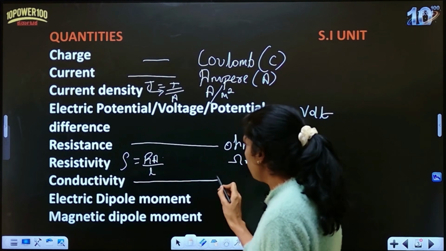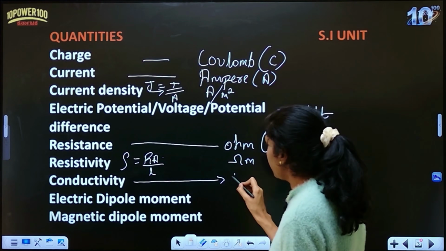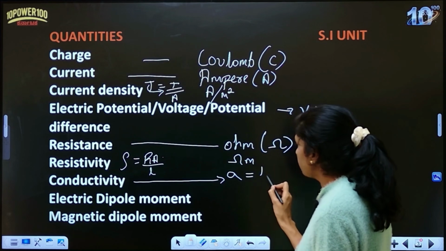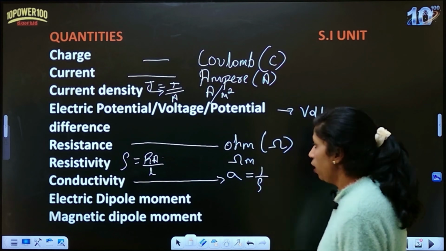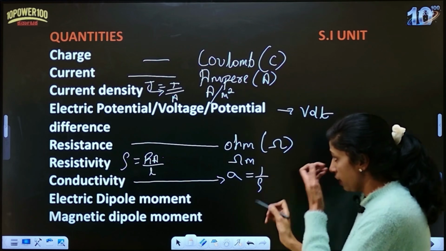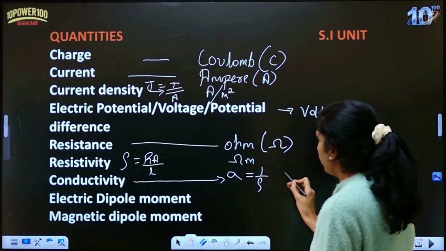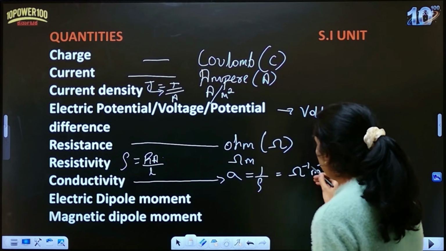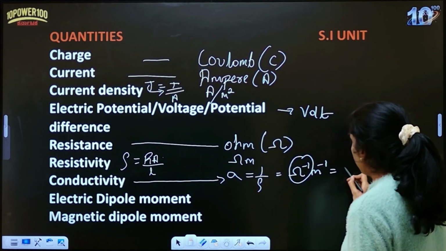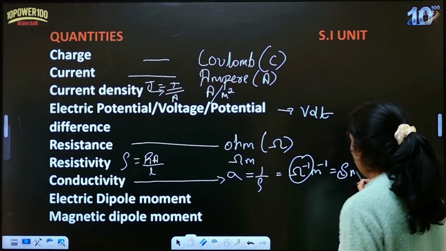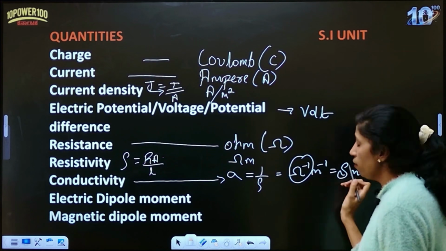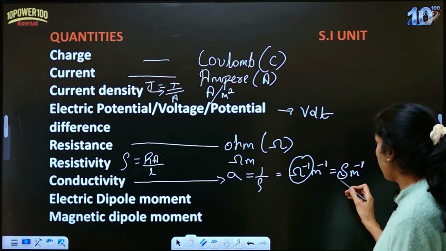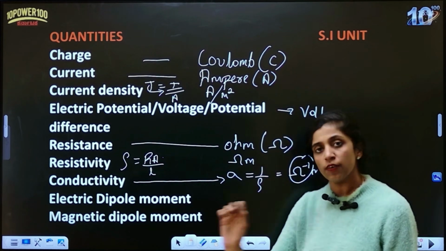Next, conductivity. What is conductivity? Conductivity is denoted by sigma. Conductivity is the reciprocal of resistivity. So if resistivity is ohm meter, therefore conductivity will be per ohm per meter. Instead of per ohm, we can write it as siemens, guys. Siemens per meter. The other word for per ohm is siemens, S-I-E-M-E-N-S. So we can write siemens per meter as the SI unit of conductivity.